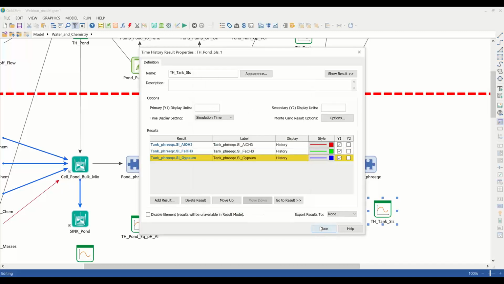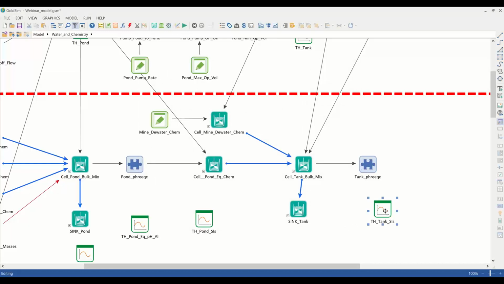So there's the last one, and I'll say close. And now we've got basically everything set up. I'm going to save this and I'll run it one more time. You'll notice this time it'll take about twice as long, and that, of course, is because we're running PhreeqC twice as many times.